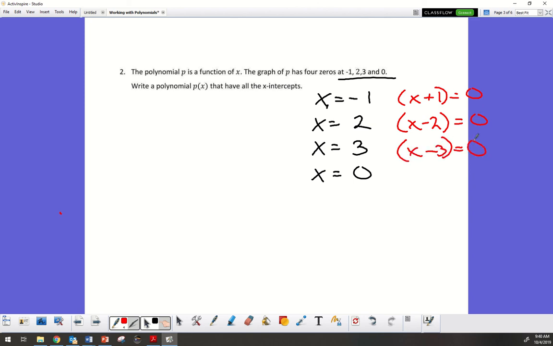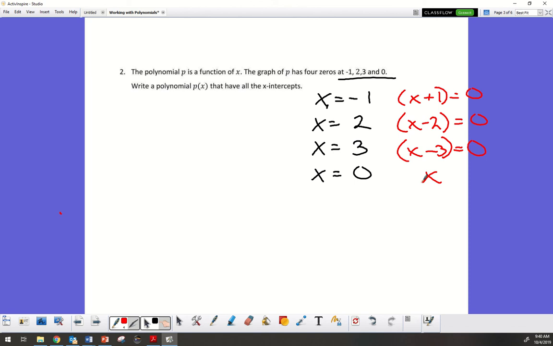My last one right here, it's already equal to 0, right? So if it's already equal to 0, I just write what? Just x, right? So those are all my values right there. So polynomial p has 4 zeros.